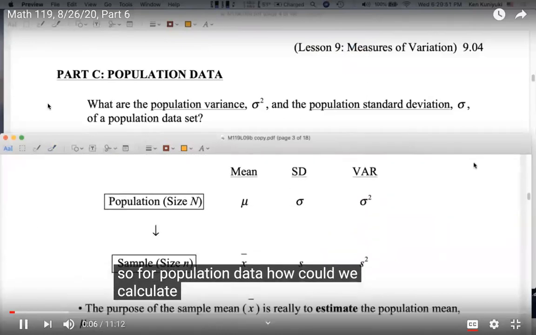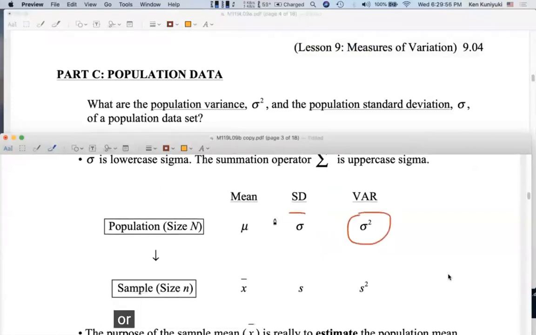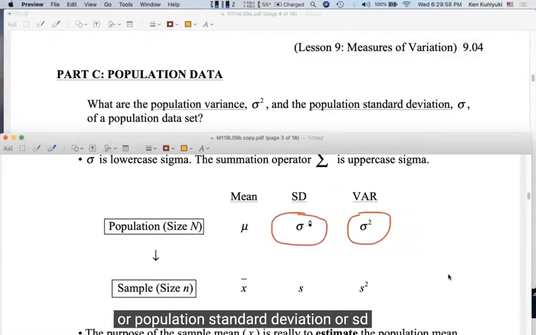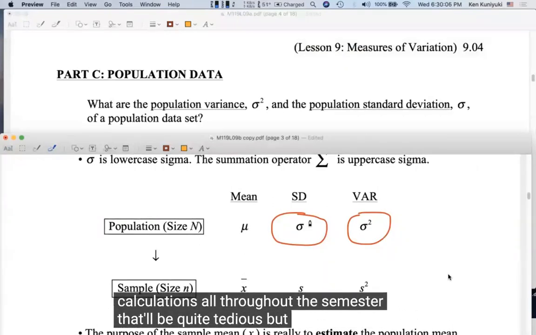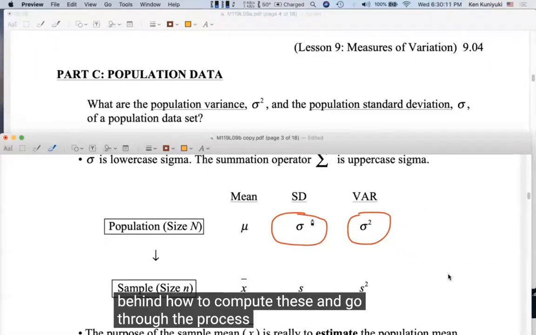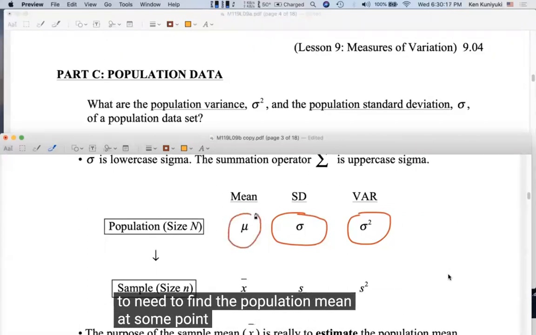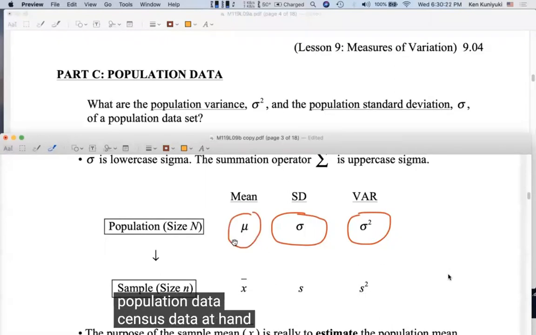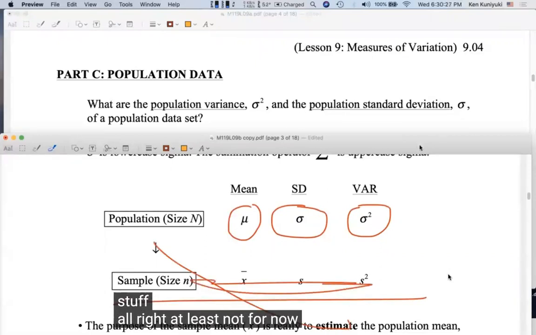How could we calculate a population variance or population standard deviation, or SD? And we're going to go through this, even though we're not going to repeat these calculations all throughout the semester. That'll be quite tedious. But we should go over the ideas behind how to compute these and go through the process. Now, as we compute these, we're also going to need to find the population mean at some point, mu. And since we have population data, census data at hand, we won't have to deal with samples. We don't need this stuff. All right, at least not for now.